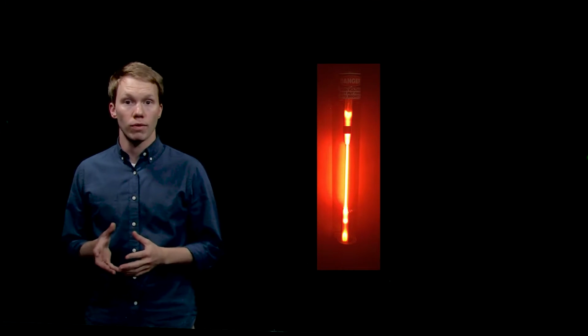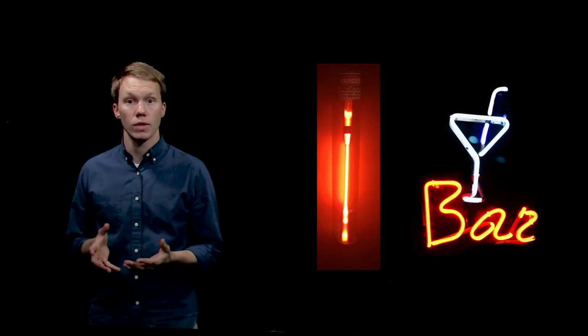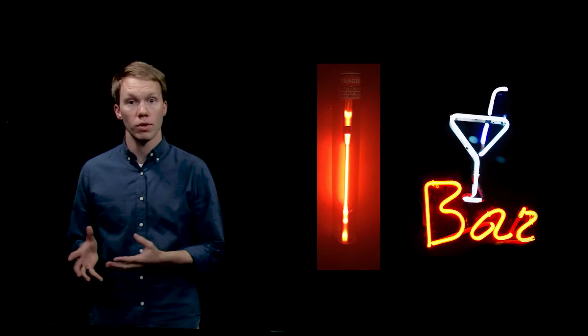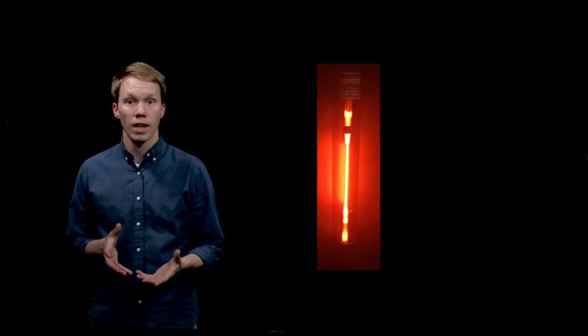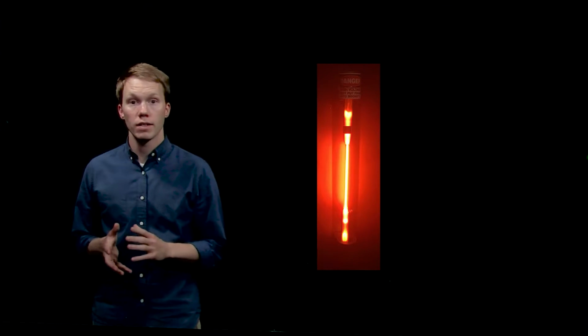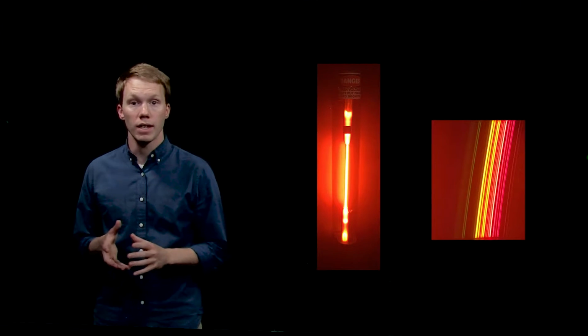Neon is another example we have here. And you've probably seen this characteristic red glow before in neon signs. So neon signs use neon to produce this characteristic red color. And if we inspect this red light with a diffraction grating, we will see again what we call the line spectra.